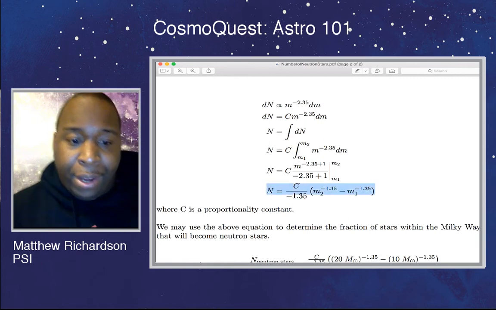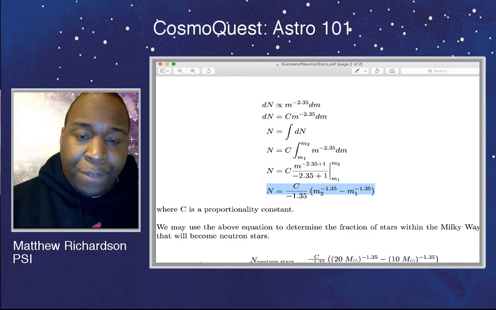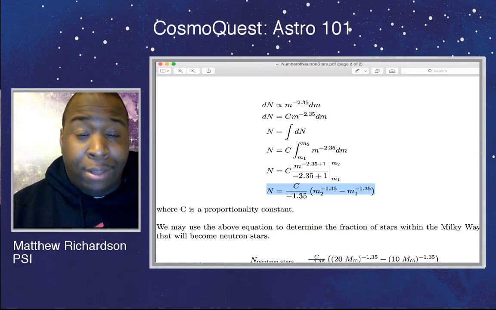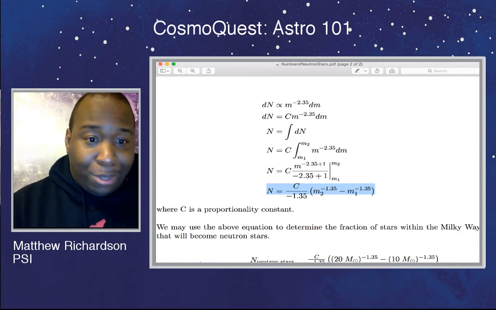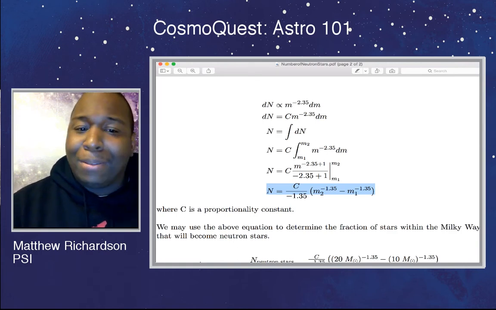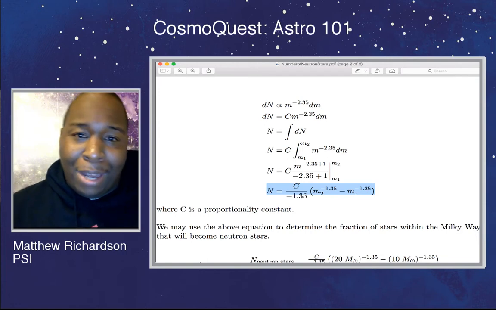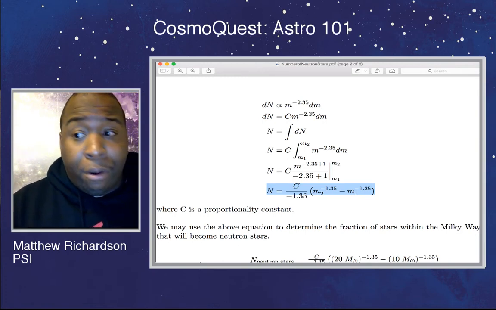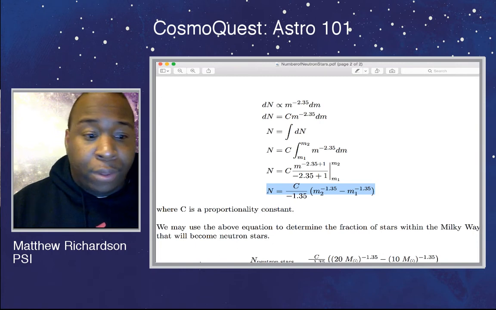This line that I've highlighted here states that the number of stars that I will obtain within some mass range is equal to the equation here, where M2 is the upper limit of the mass range and M1 is the lower limit. You can forget everything else. Don't even worry about the math for it. If you want, you can check it, but I think it's correct. This is what you're going to end up getting for the number of stars within that mass range, where C is some constant of proportionality, which you'd be able to solve for if you had some initial conditions to work with.